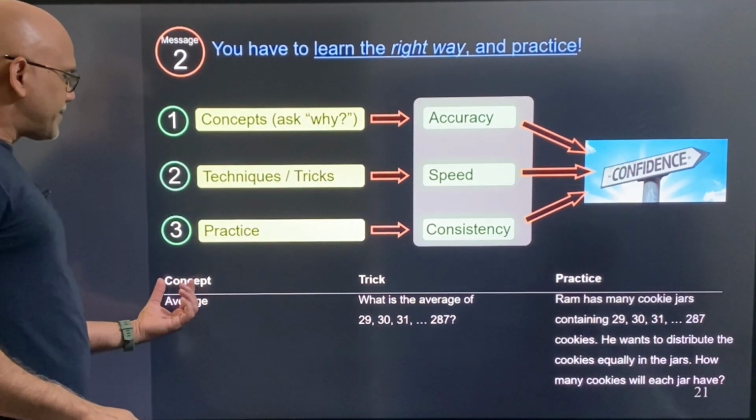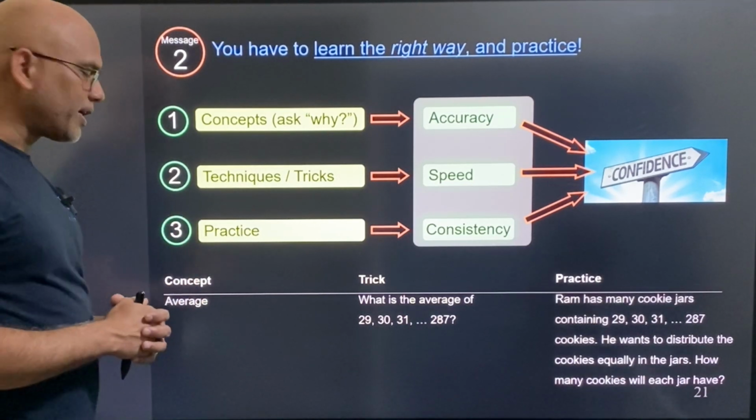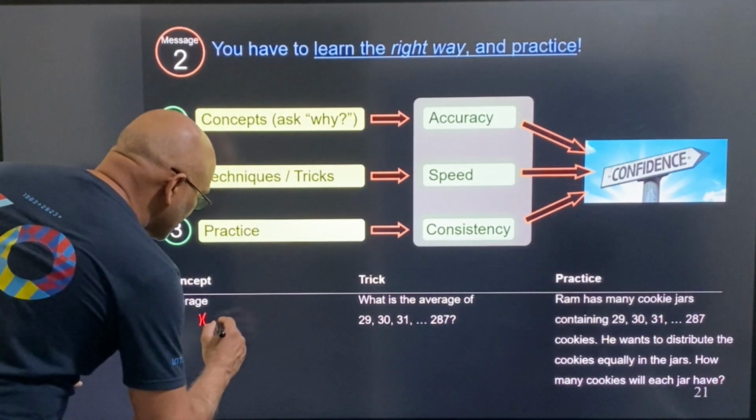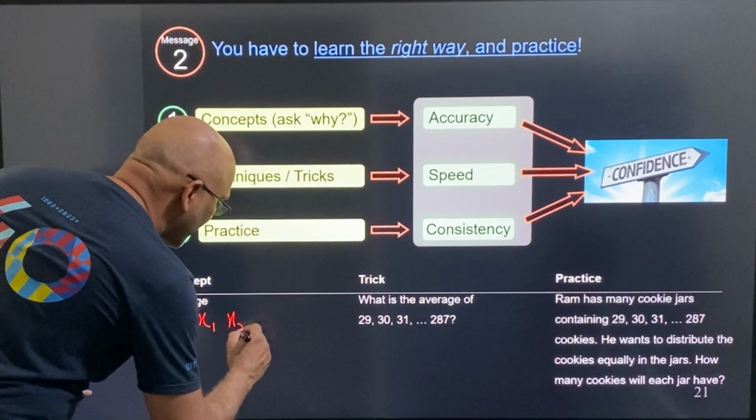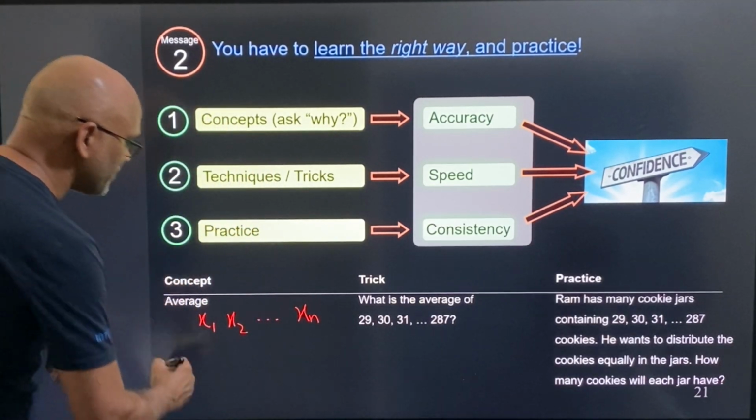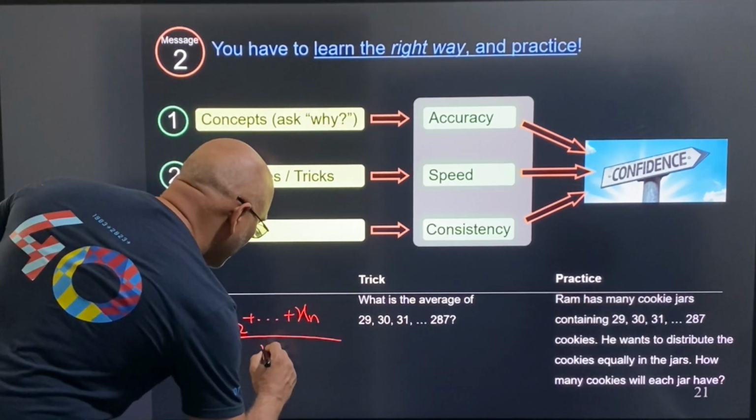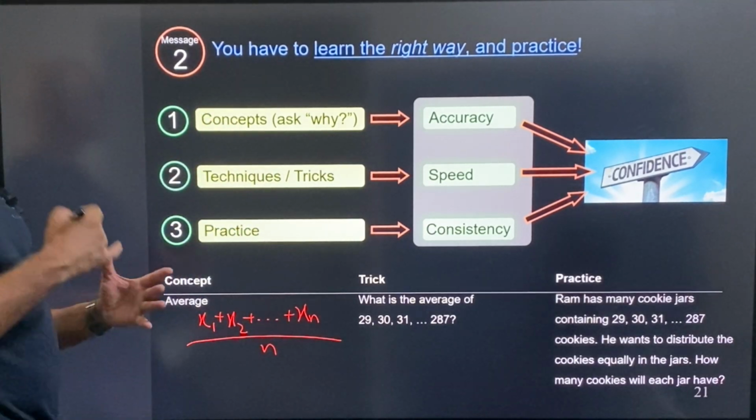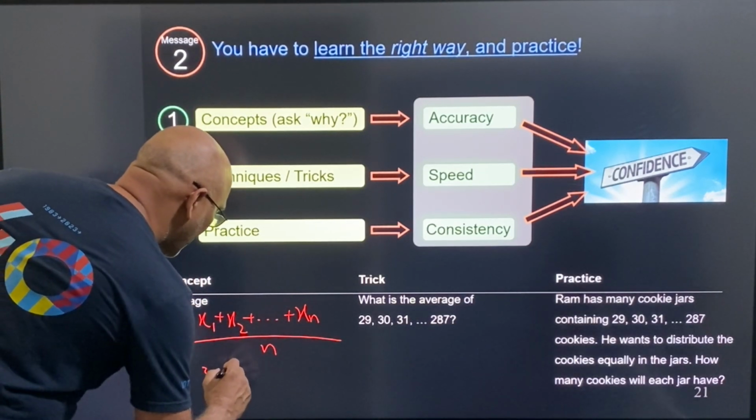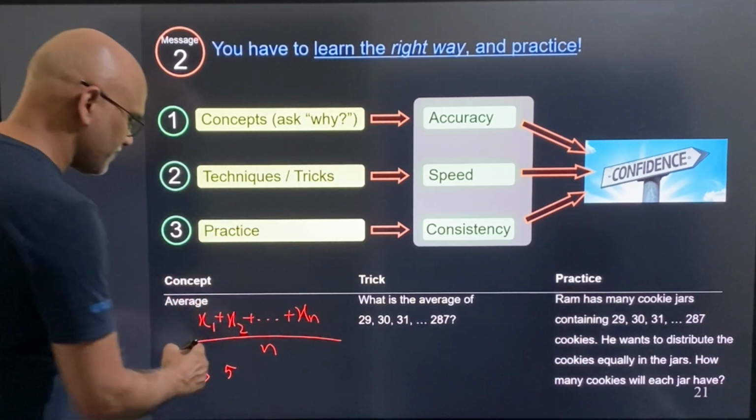I'll take the concept of average. I'm taking this concept because everybody knows at this point what is average. The concept of average is, if you have, let's say, numbers x1, x2 until xn, what average means is add all these numbers and divide it by the total number. So this is the concept of average, right? So if I give you two numbers, let's say 3 and 5, and if I ask you the average, you should know what is an average, right?